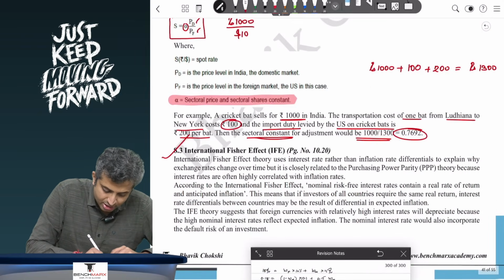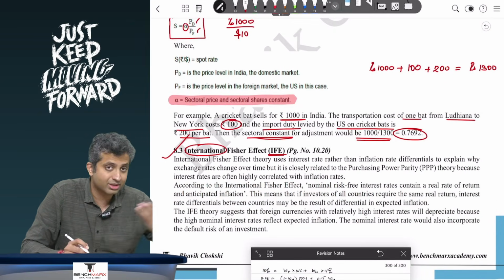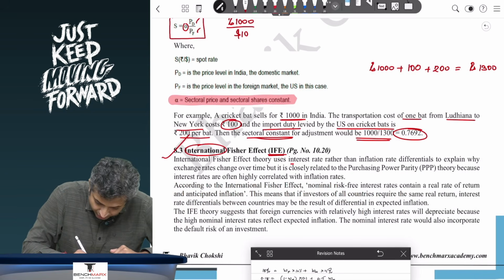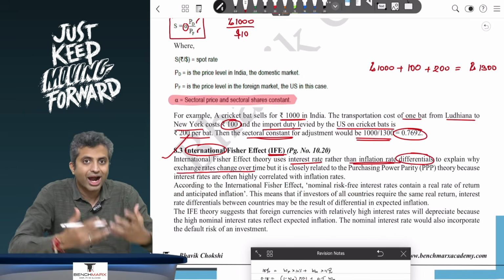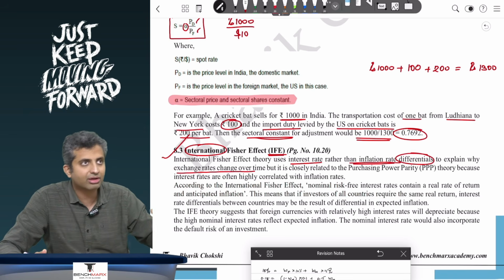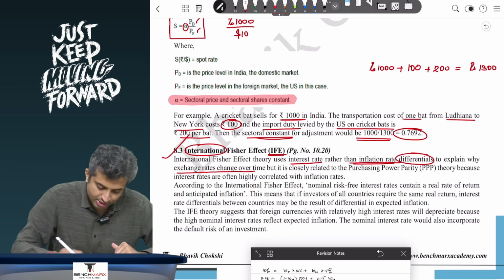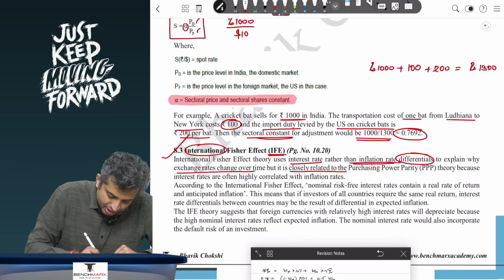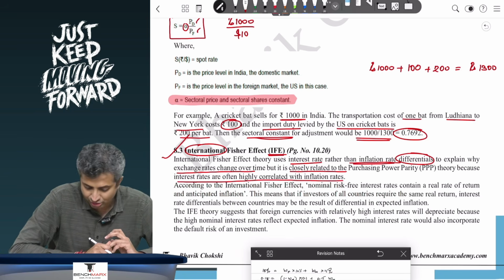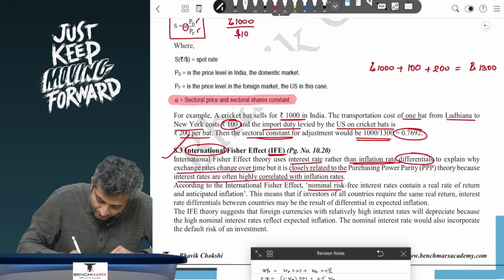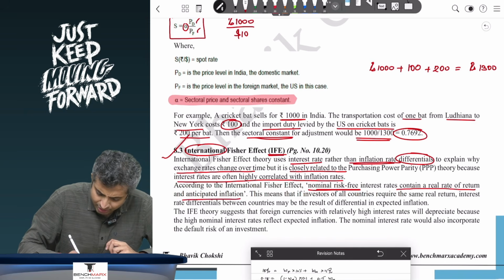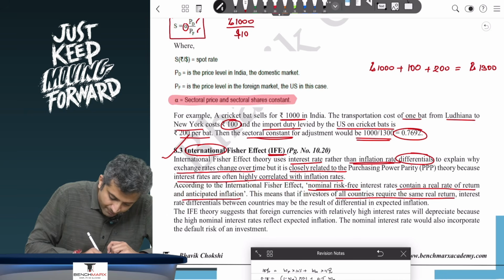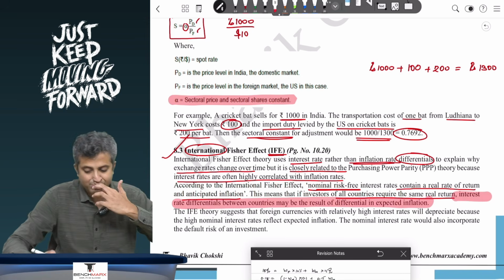So when I look here, they have only given you the international, but there's also the domestic Fisher effect. It uses interest rate rather than inflation rate differentials to explain why exchange rates change. But why does the interest rate change? Well, real interest rates are the same, so they change because the inflation changes. But it is closely related to the purchasing power parity theory, because interest rates are often highly correlated with inflation rates. Now, according to Fisher, nominal risk-free rates contain a real rate and an anticipated inflation. This means that if investors of all countries require the same real return, interest rate differentials between the countries may be a result of expected inflation differential.